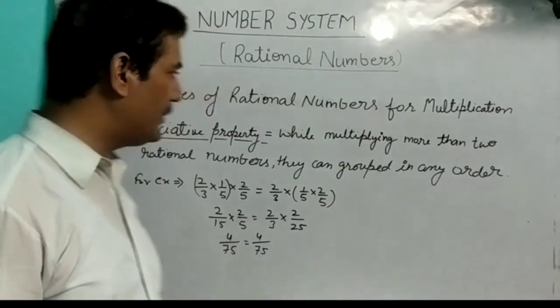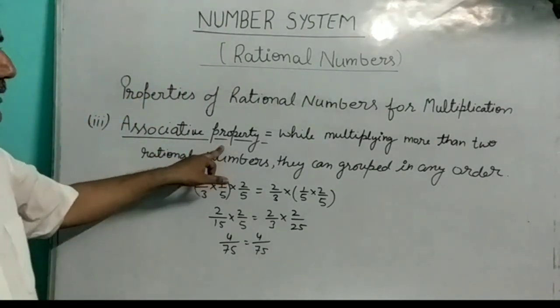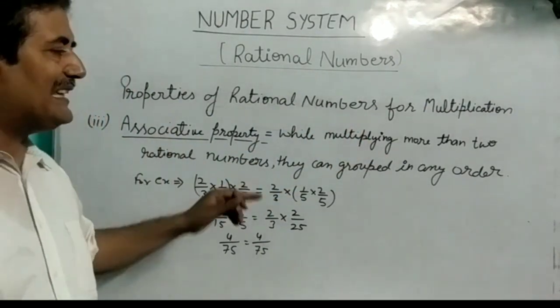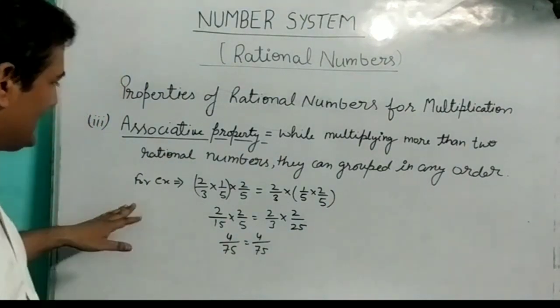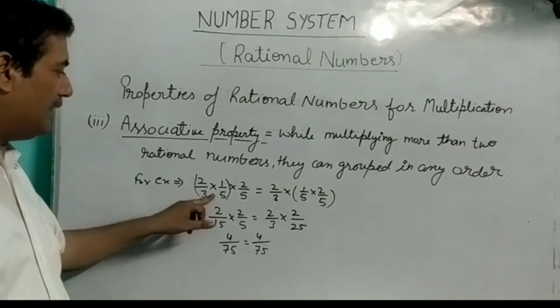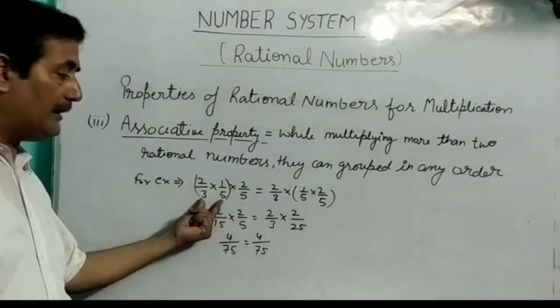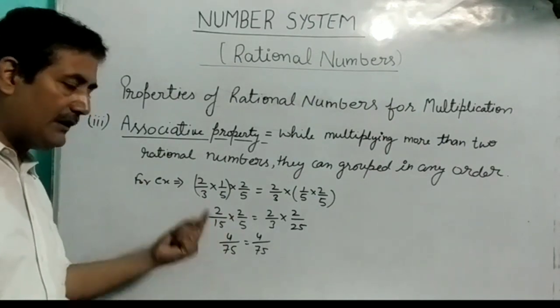The third property is the associative property. In this property, we multiply more than two rational numbers, grouped in any order. For example, 2 by 3 multiplied by 1 by 5 multiplied by 2 by 5. First we multiply these two rational numbers, then the product is multiplied by 2 by 5. The answer is 4 by 75.